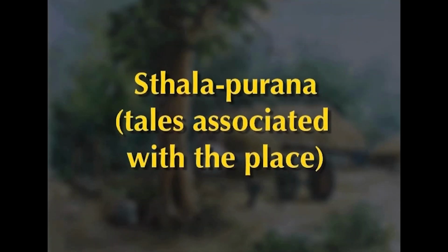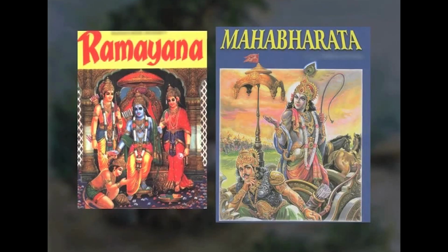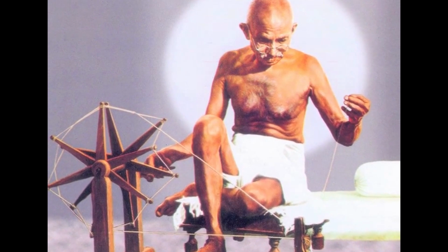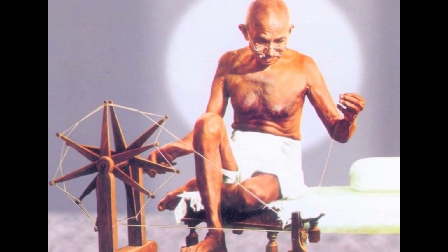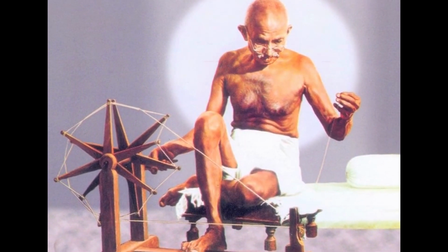Raja Rao states that every Indian village has a Sthala Purana or tales associated with the place in question. These myths are inexorably linked with mythical characters from the Ramayana, Mahabharata and other epics. Kanthapura deals with Gandhi, who had become more than just a person. He had become a myth.